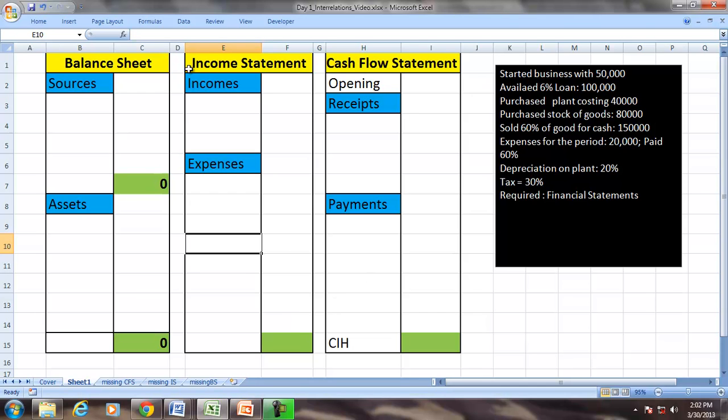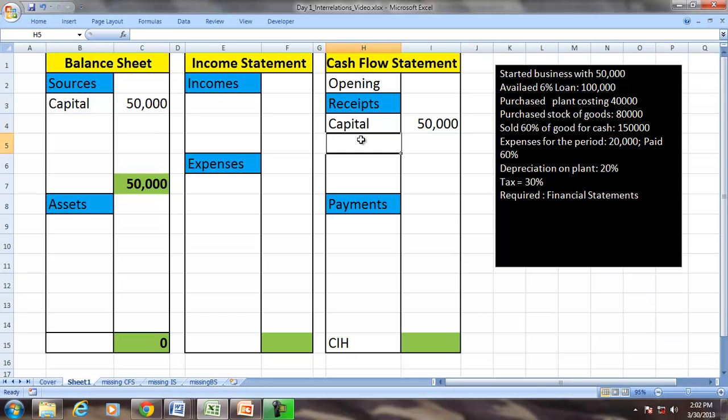In this example, at the beginning of the business, the first financial statements will be prepared based on these financial transactions. So the balance sheet, income statement, and cash flow statement are given. Started business with cash. So you have received the money, capital 50,000, and that is not an income but a source. Capital 50,000.